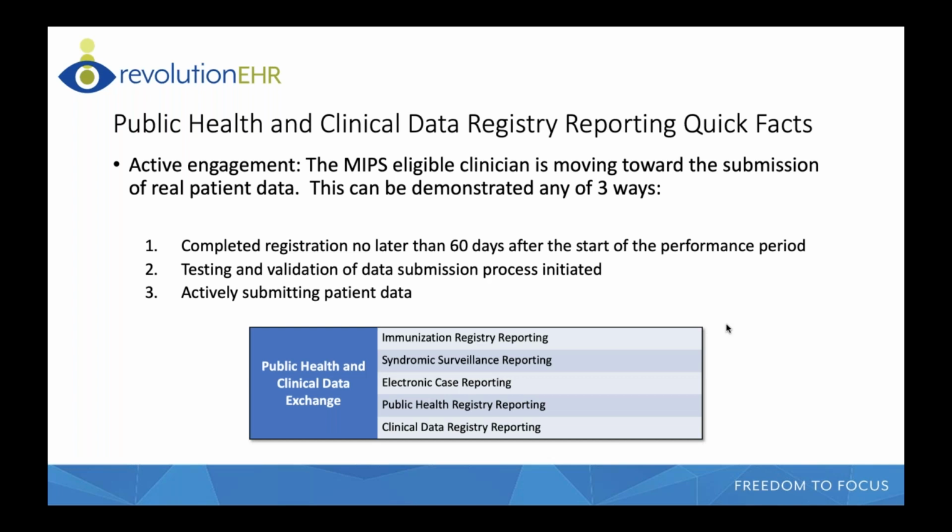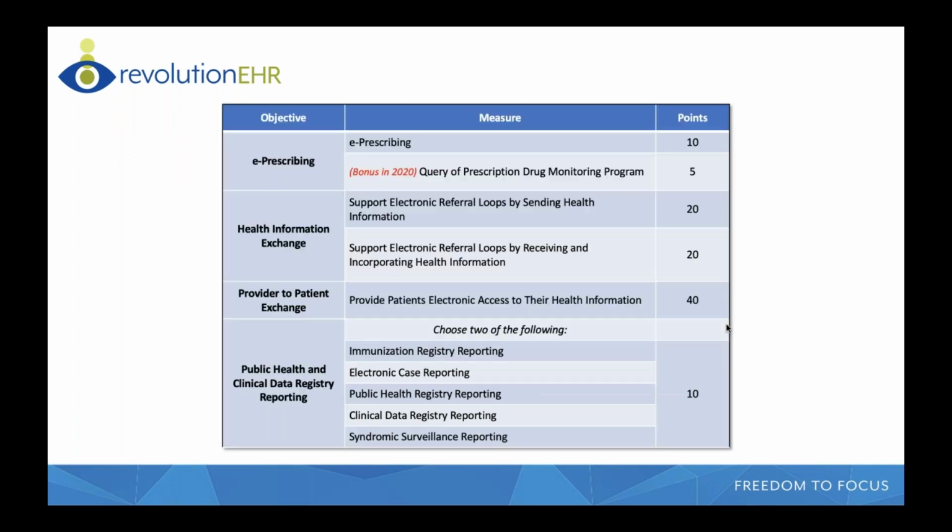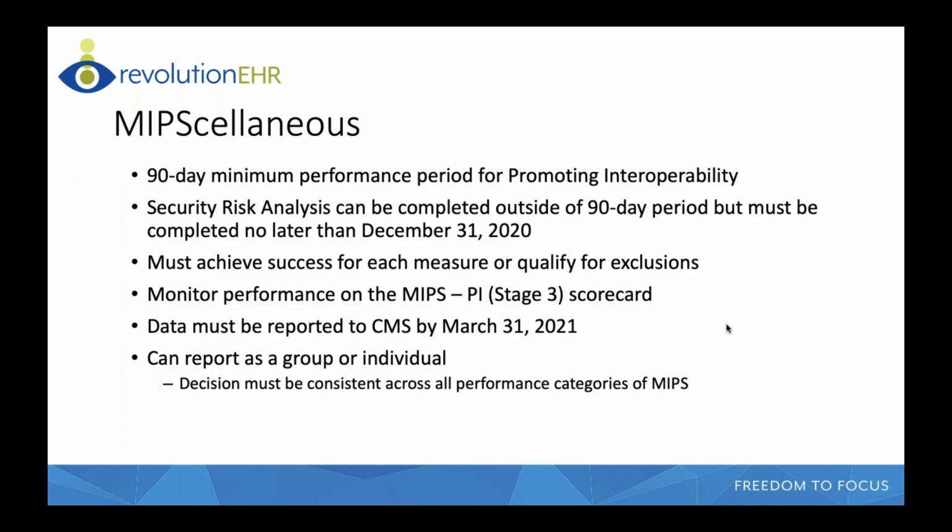Number 2, testing and validation of data submission. And then number 3, actively submitting patient data. Any of those 3 qualify as active engagement. So that is what public health and clinical data registry reporting is all about. Those are the measures. Some miscellaneous, or MIPScellaneous, points in closing.